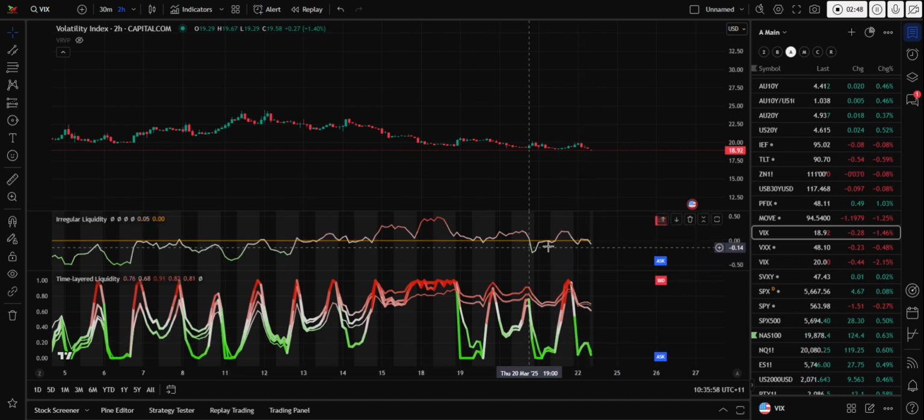The nice thing about the irregular liquidity indicator here is that it takes account of the Globex trading periods, and so it gives us a better idea of what the movement is like comparatively to previous periods of time, and it's another sharper way of looking at what's happening.